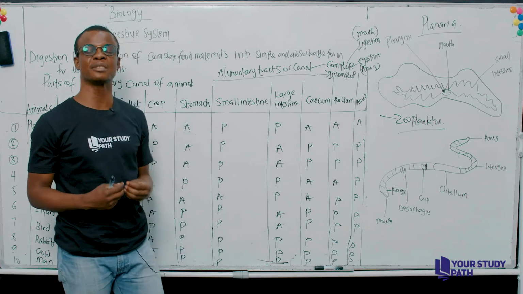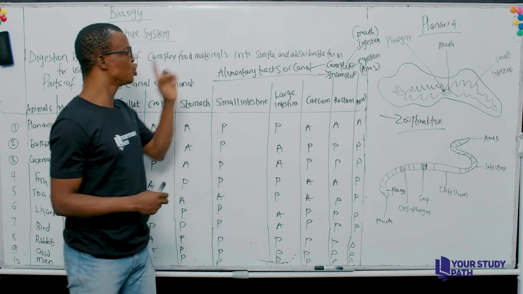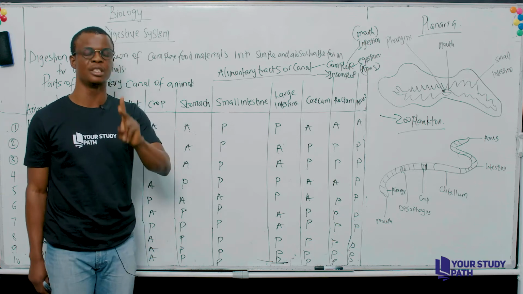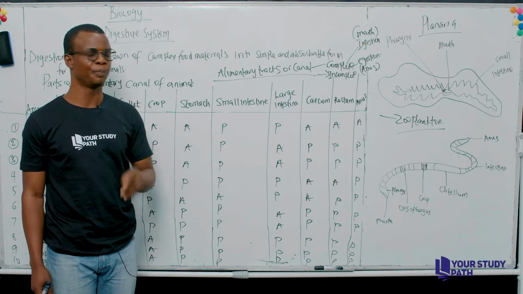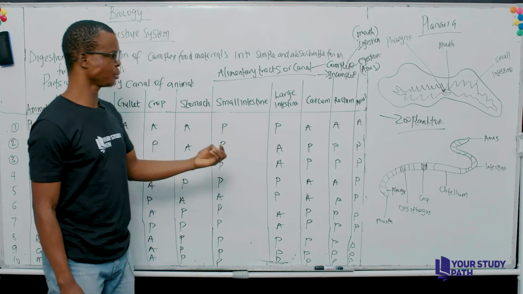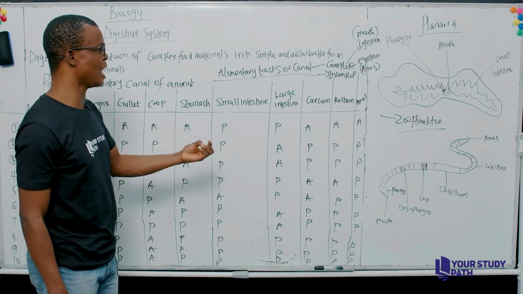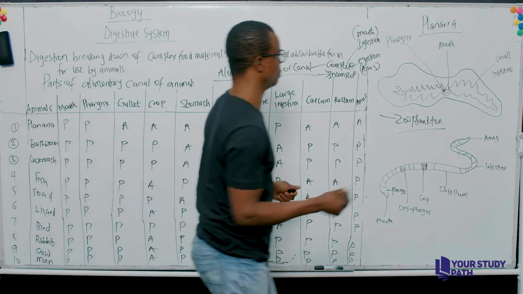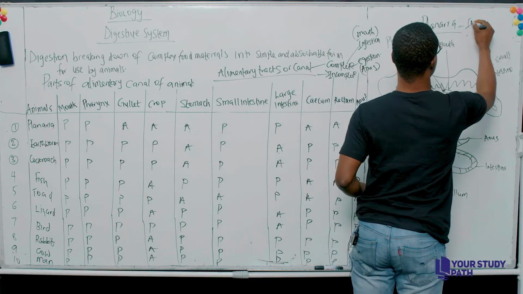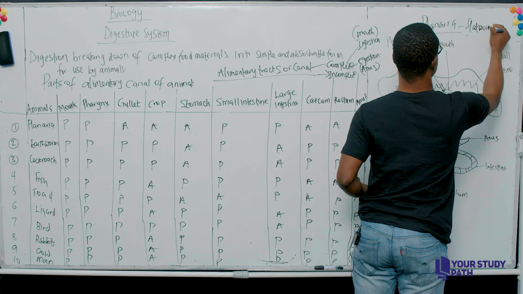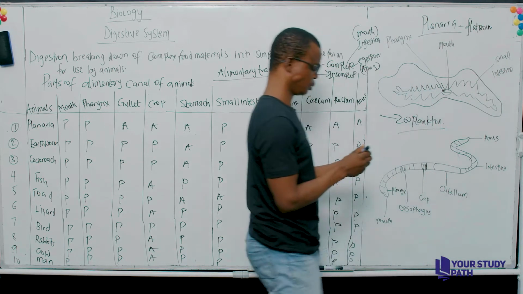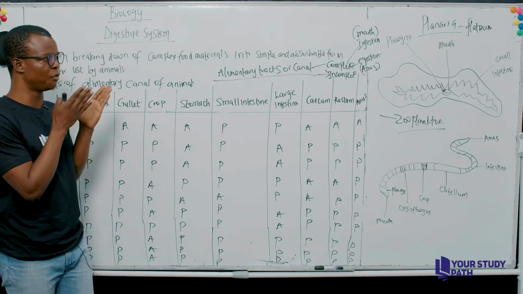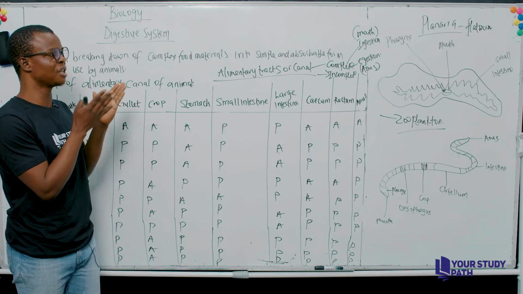So we can see that Planaria has just one alimentary tract or alimentary canal. It does not have two openings, just one opening. Planaria, like I explained earlier, is an example of a flatworm. So that's literally what flatworm is all about. That's what they feed on, that's how they feed, and that's how they carry out digestion.